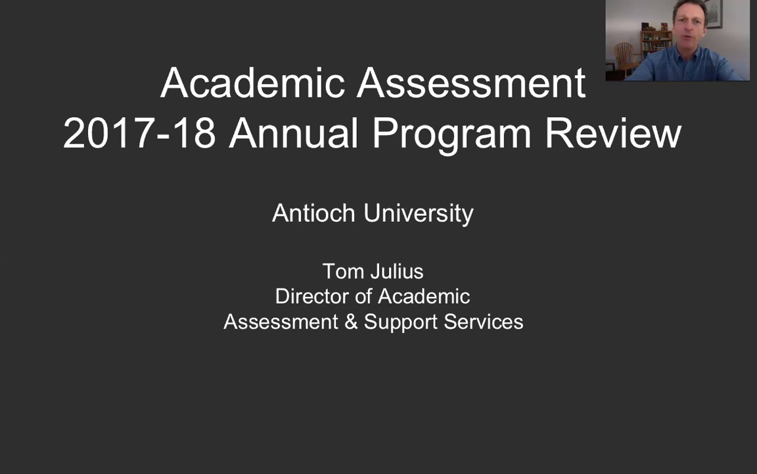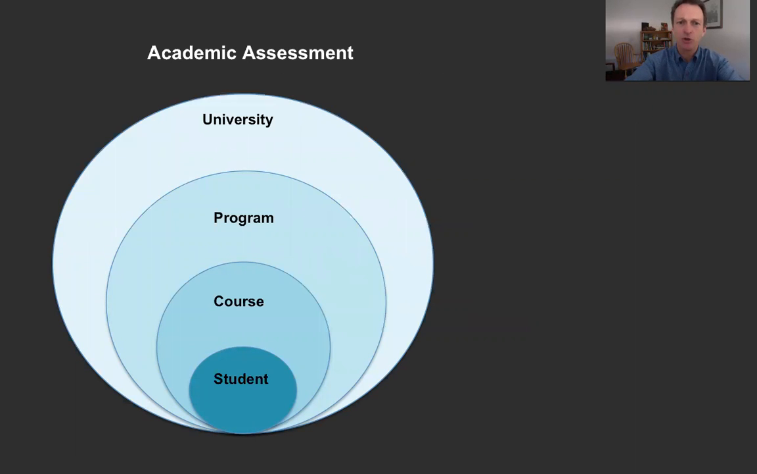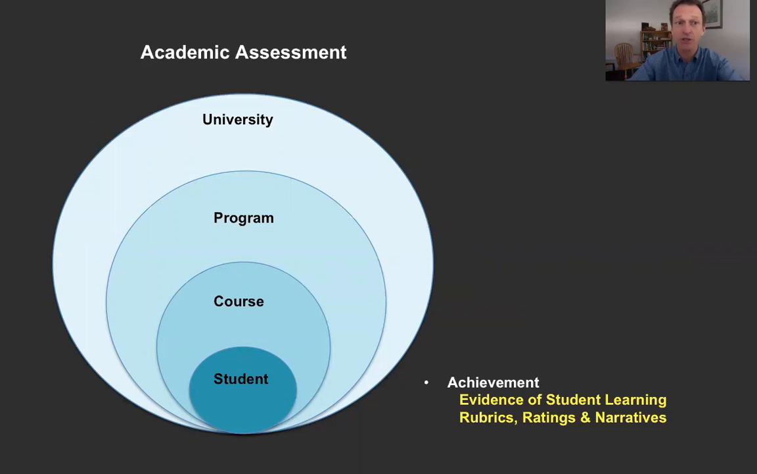First, let's take a look at what we mean when we say academic assessment. When academics use the word assessment, you have to listen carefully because they could be referring to one or more multiple levels of scale within the university. Sometimes assessment refers to student achievement and evidence of student learning, such as papers, projects, presentations, internships, or practica. Typically, we give students feedback on their learning using rubrics, ratings, and narratives. Or when someone says assessment, they may mean the feedback that students give to us via course evaluations.